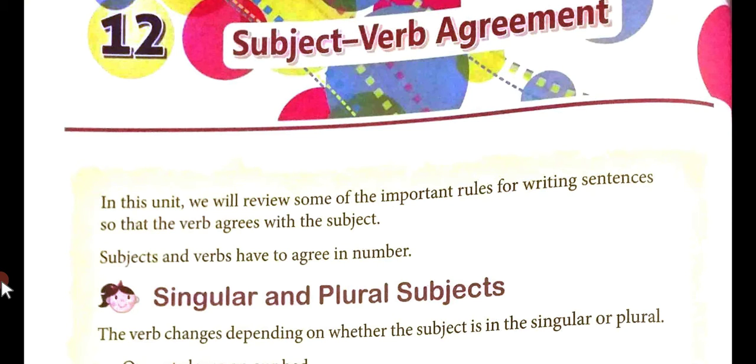So, a verb is a word or group of words that is used to indicate that something happens or exists. For example, happen, be, do. These are the three examples of verb.